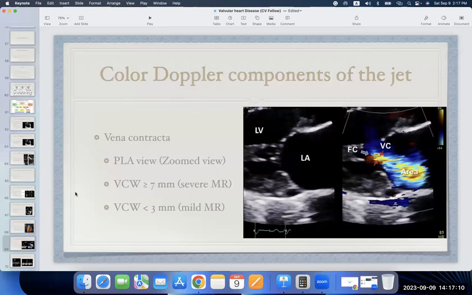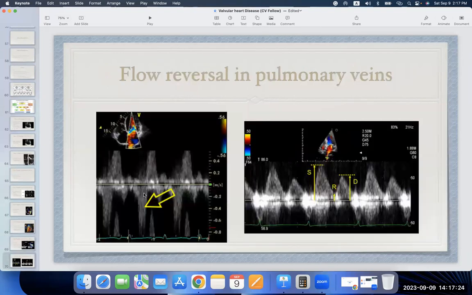You can go up and down with the baseline, based on the jet. So here you also need to measure the vena contracta. The vena contracta is the narrowest part of the jet. So you measure it. If it's 7 and more, consider that one criteria for severe MR. If it's less, consider it as one criteria for mild MR.